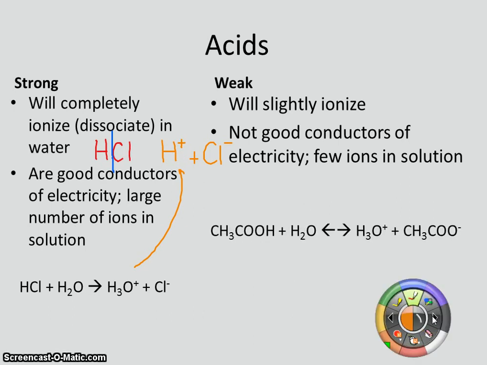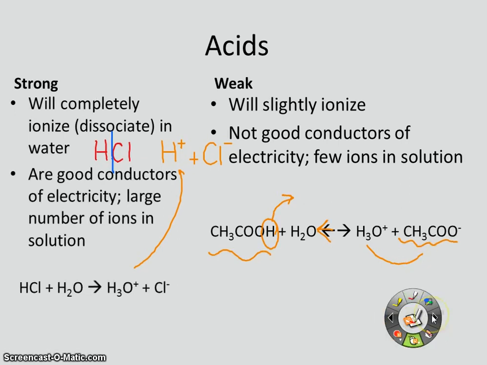So for example, if you have acetic acid and you add it to water, this hydrogen here is going to break off and give you the acetate ion, but you also have the reverse reaction where these two are going to come back together and give you acetic acid again. So you're not going to have as many ions present in the solution, therefore it's not going to conduct electricity as well.